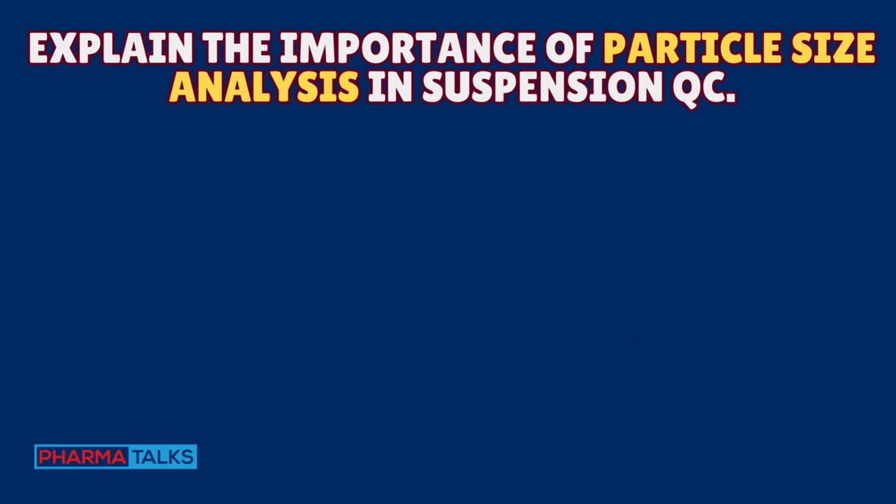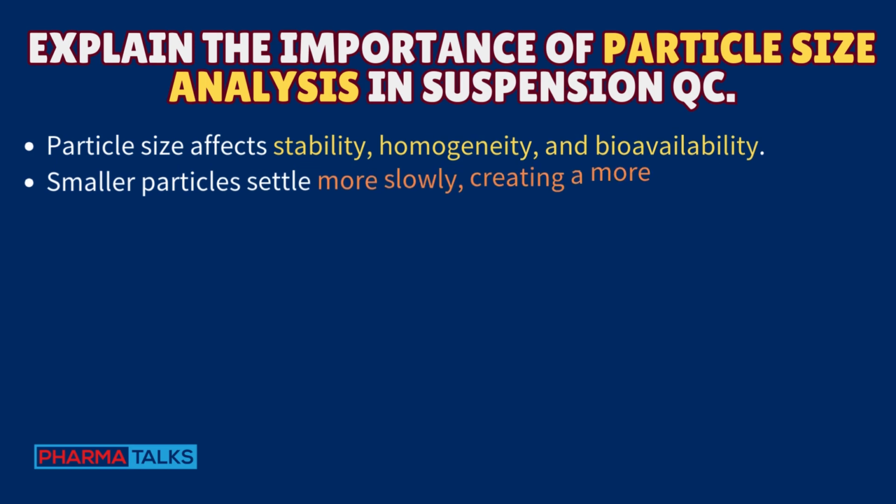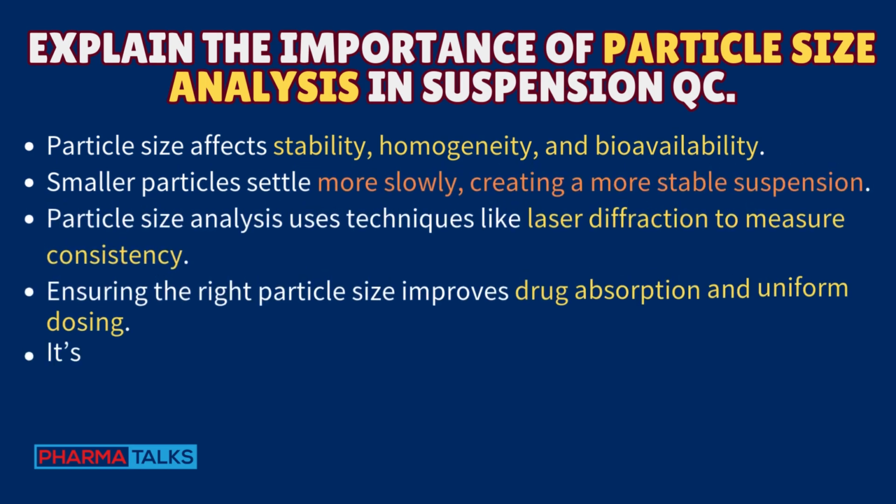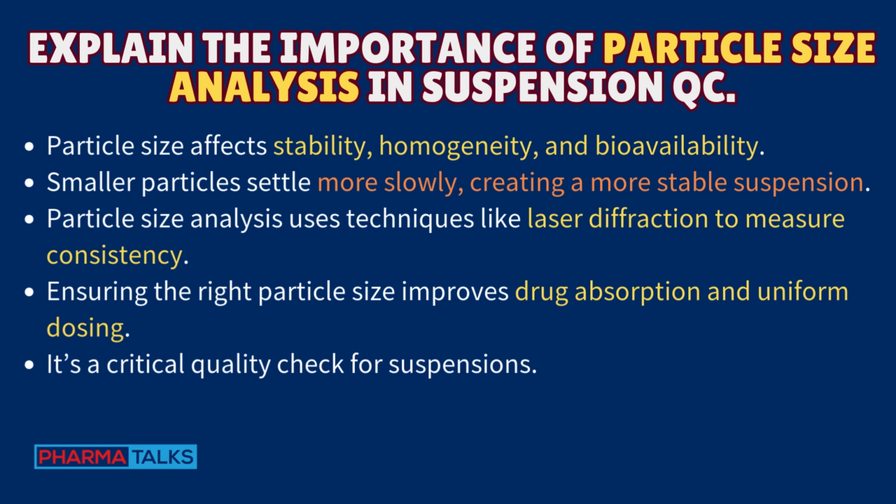Explain the importance of particle size analysis in suspension QC. Particle size affects stability, homogeneity, and bioavailability. Smaller particles settle more slowly, creating a more stable suspension. Particle size analysis uses techniques like laser diffraction to measure consistency. Ensuring the right particle size improves drug absorption and uniform dosing. It's a critical quality check for suspensions.